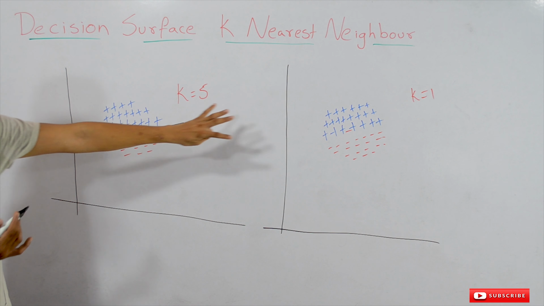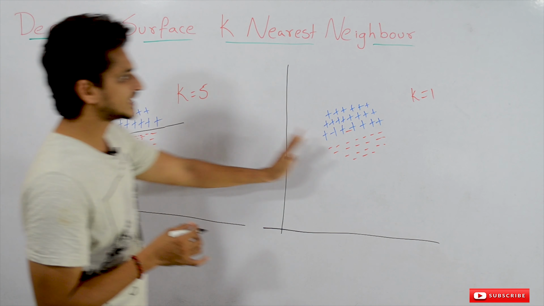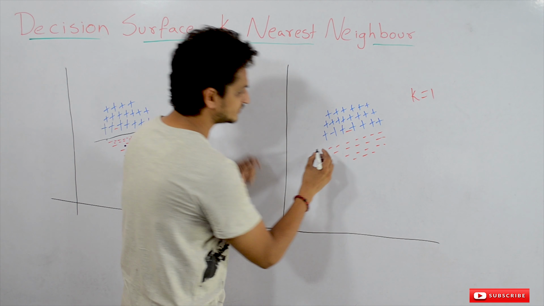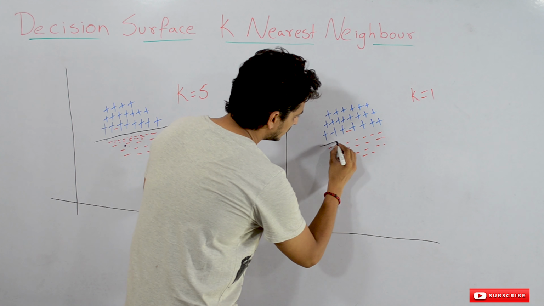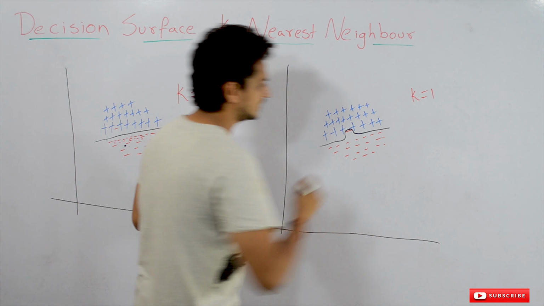Let's take one more example so that we have a better understanding of what decision surface is. The same example, but now we take k is equal to 1. So what decision surface will we get here? This is the decision surface we get here.